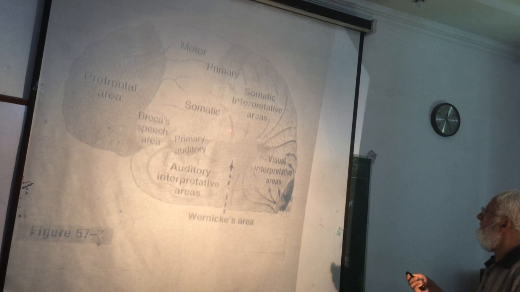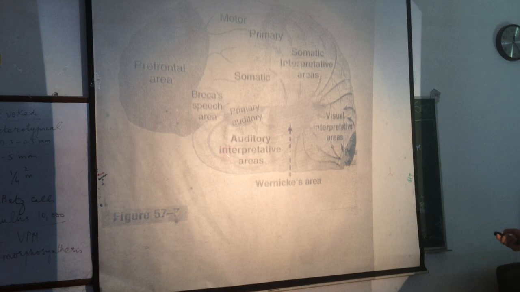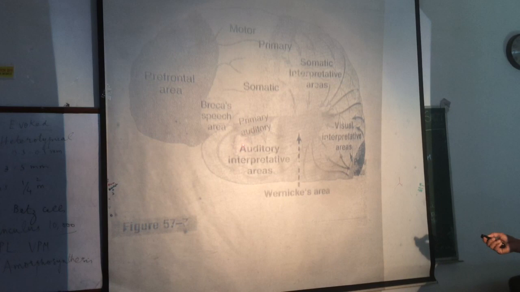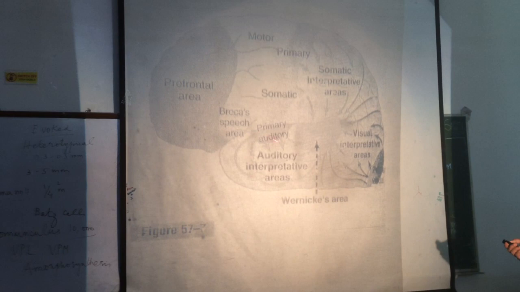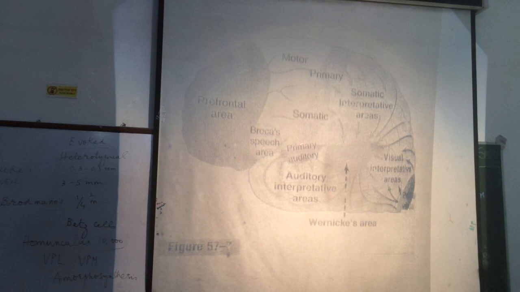Then there is the primary auditory area, area 41, and then there is the auditory interpretative area or secondary auditory area in the temporal lobe. These are also sensory areas.